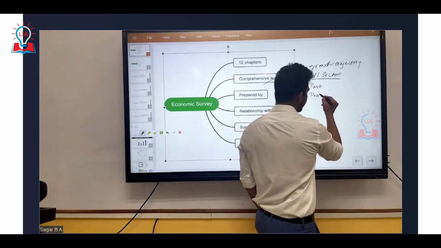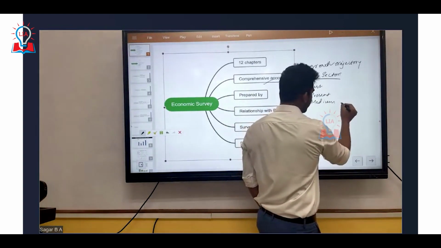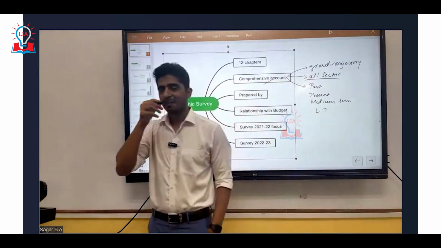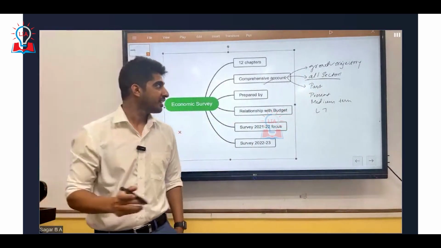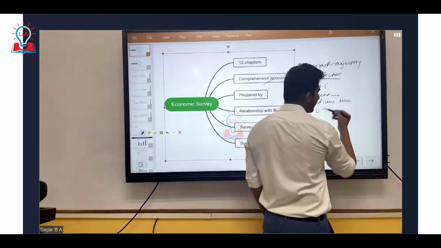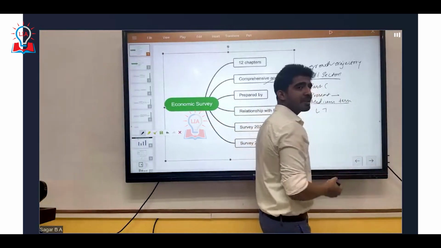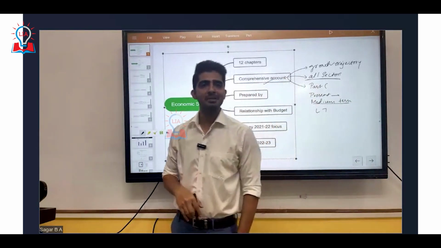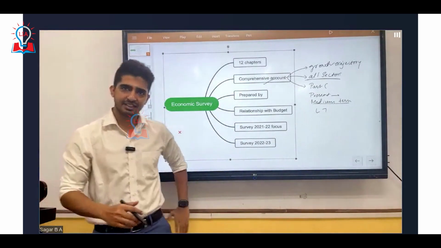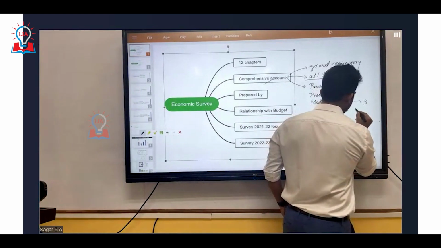And then a comprehensive account of the past, the present, medium term, and the long term. Past, we know. Present, the current year. Medium term, what is medium term? How much is considered to be medium term in economics? How many years? 3 years. Medium term is 3 years. Long term, more than 3 years.